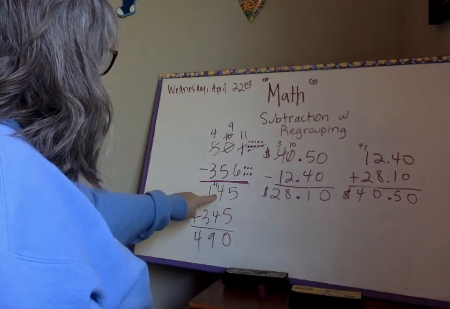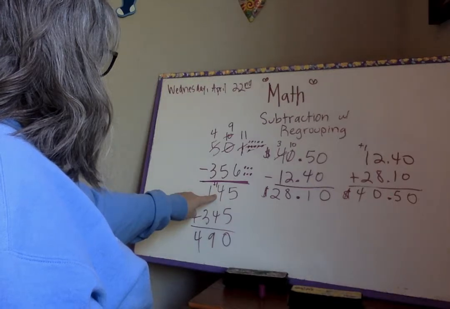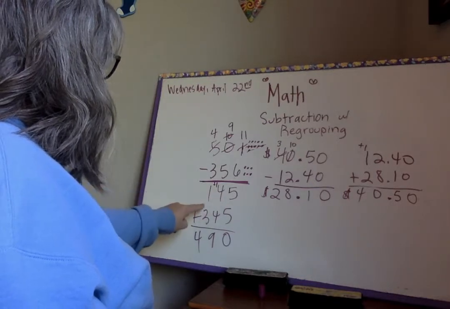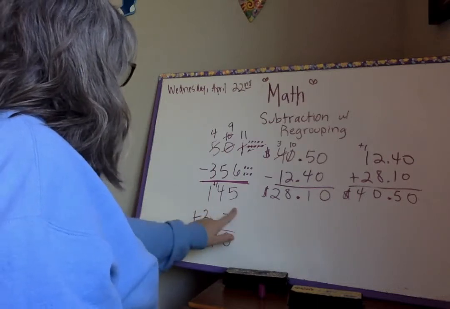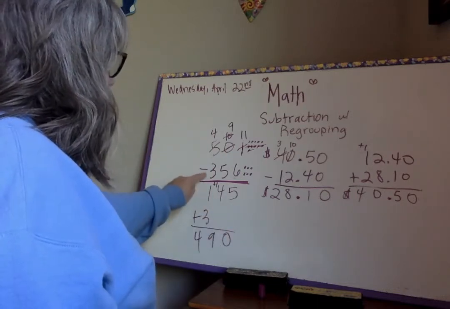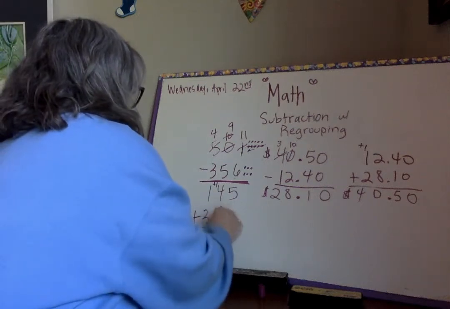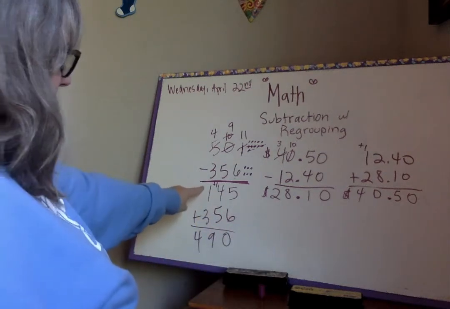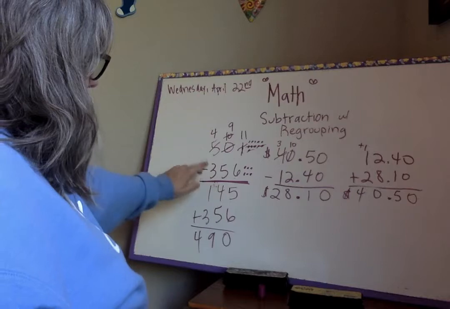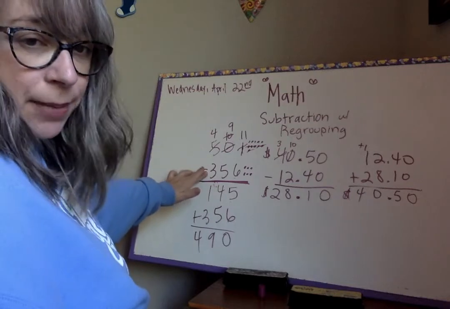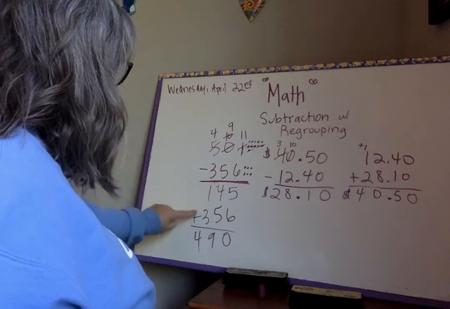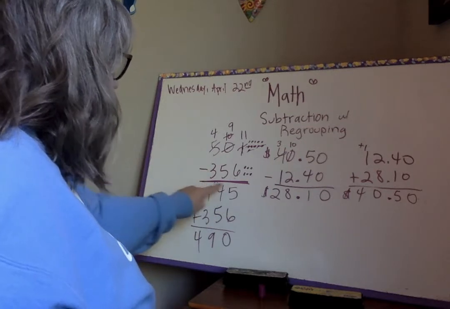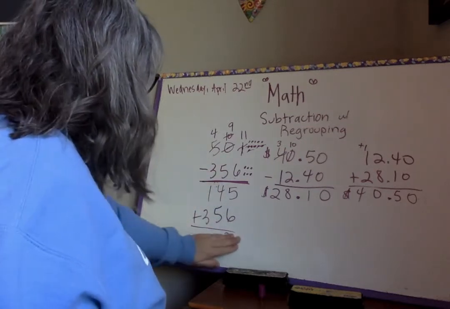And what did I do wrong? 356. Oh. See, that's what I did wrong. You see? This was wrong. I put like 340 something. So it's 145, which is our answer, plus 356. So there's our 356, okay? Let's try this again.